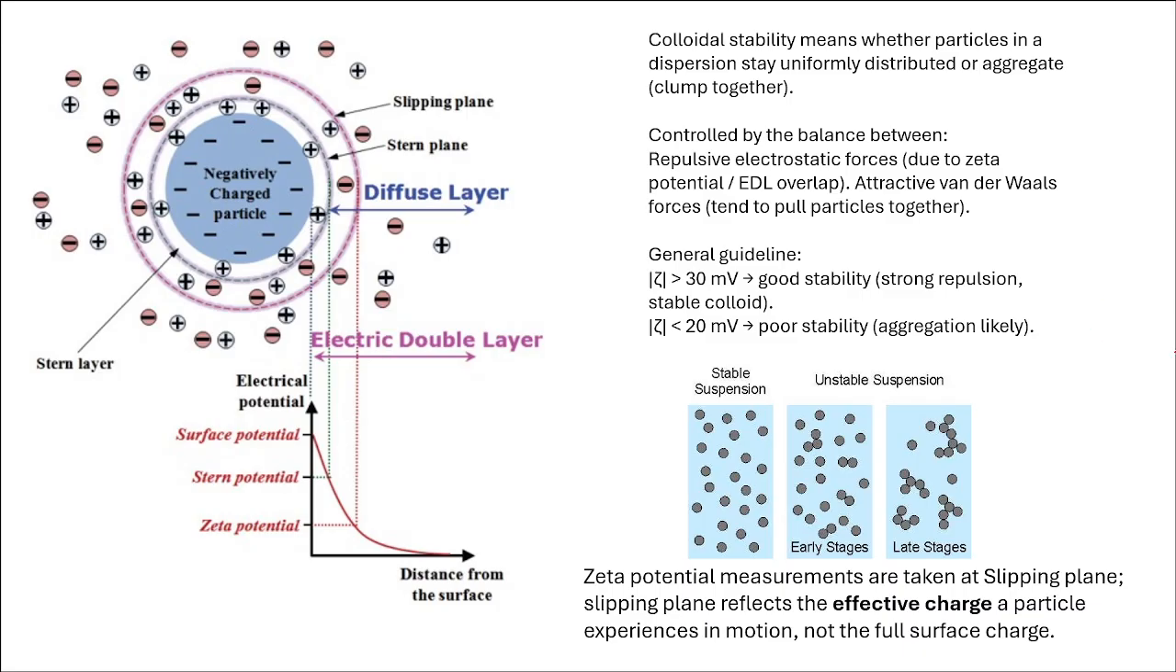Now, let us understand this. Suppose this is your particle and it acquired a particular charge when we kept it in the aqueous phase. This is the Stern layer, and all of this, from here to here, constitutes the diffuse layer. Both the Stern layer and the diffuse layer constitute the electrical double layer. Okay, so colloidal stability means whether particles in a dispersion stay uniformly distributed or aggregate.